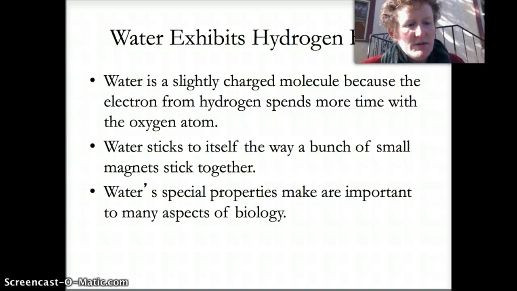It's a slightly charged molecule because the electrons from hydrogen and oxygen are not shared equally. The electrons from hydrogen spend more time with oxygen. So within the water molecule itself, it's a covalent bond, and the electrons are shared, but they're not shared equally, so that creates poles in the water molecule, and I'll show you what that looks like in just a moment.